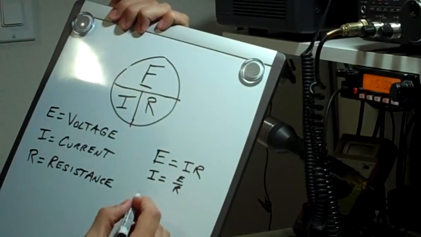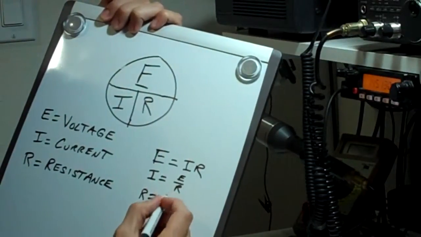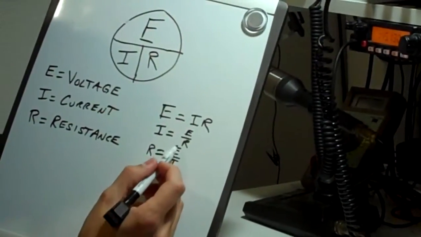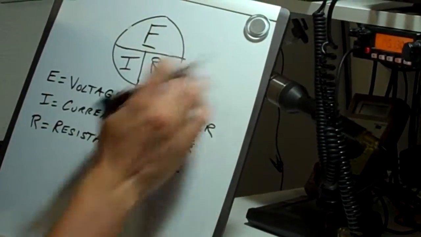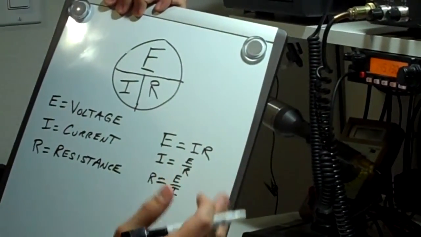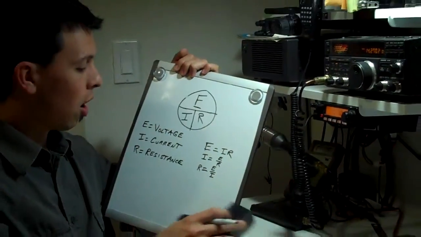And if we want to find resistance, we're going to do the same thing. Cover the R. What do we have? We have E over I. Resistance equals voltage over current. So, you can come up with all sorts of different variations of these, depending on what information you're given and how you're going to solve for those.